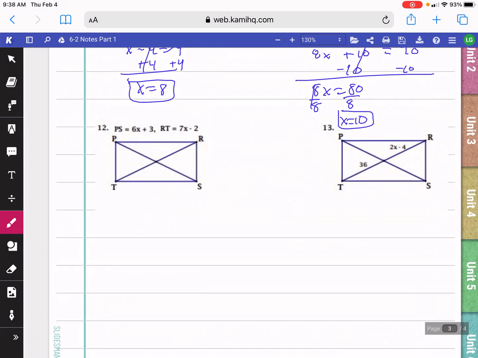In my next image, I have a rectangle. They're saying PS, so diagonal PS, this one here, is 6x plus 3. And QT, this one here, is 7x minus 2. Since we learned that the diagonals of rectangles are congruent, I can set those equal to each other. And then I can continue to solve for x.